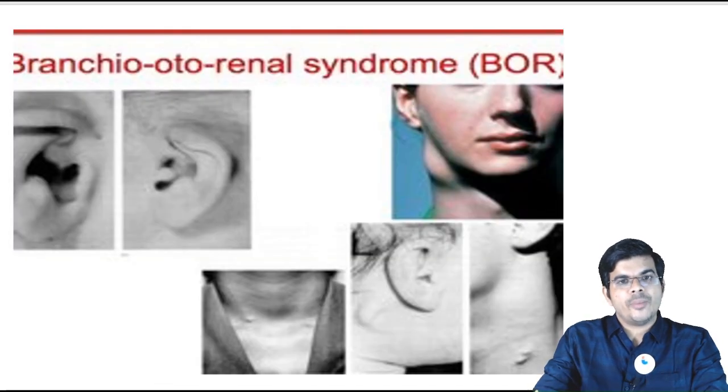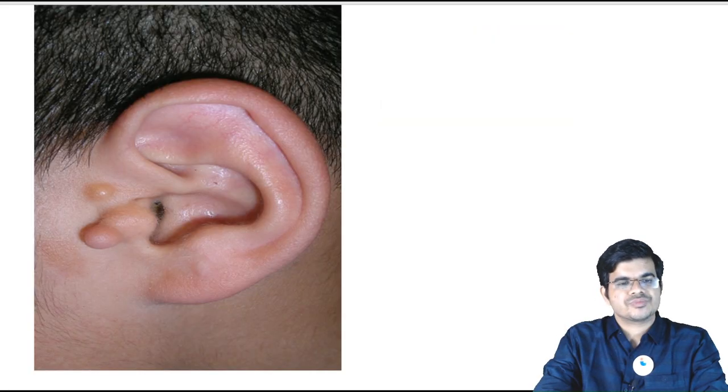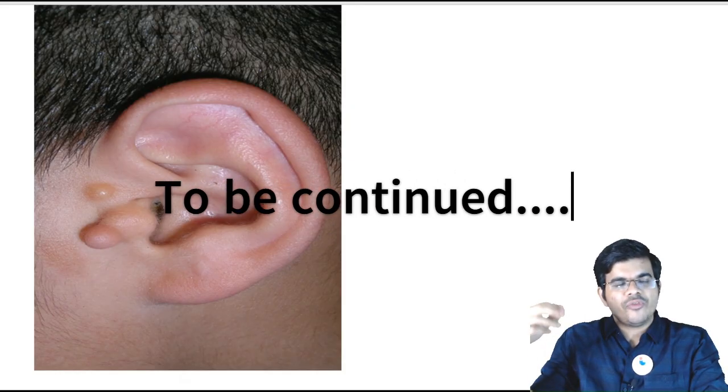And of course you also have branchiootorenal syndrome, where you will have a problem with the branchial arches, ear anomalies as well as renal disorders. And then you can have preauricular skin tag, that is also occurring due to the defective fusion of various hillocks of His of pinna.